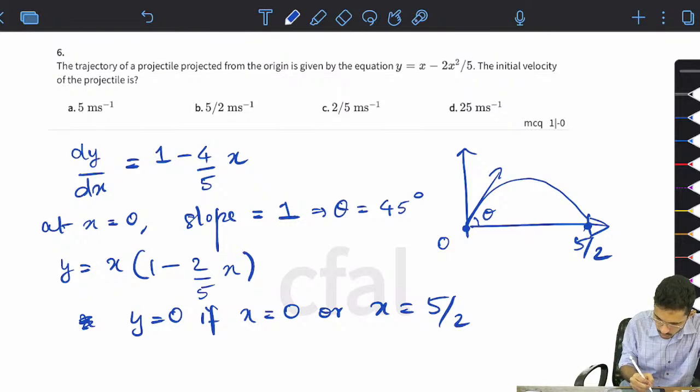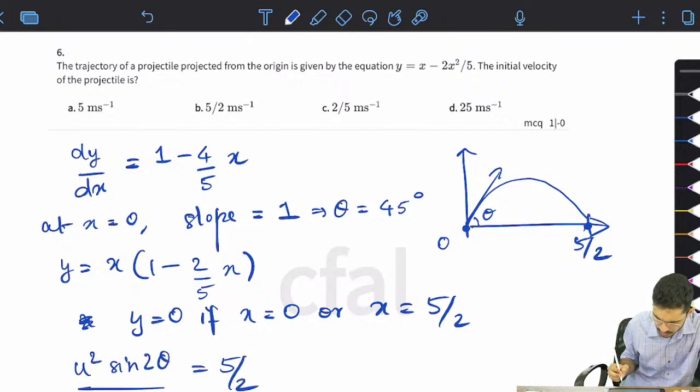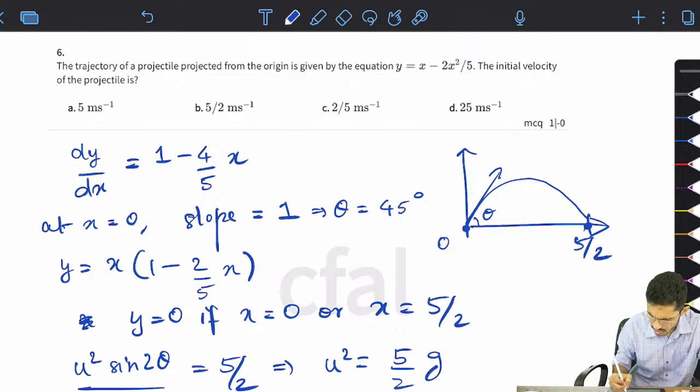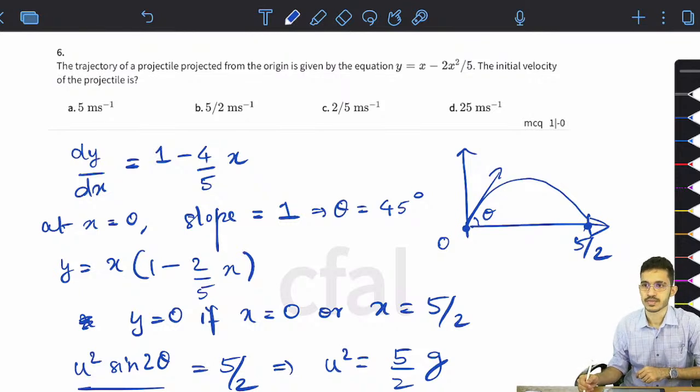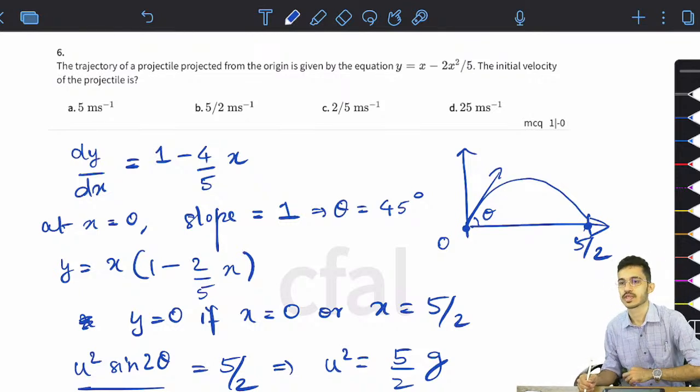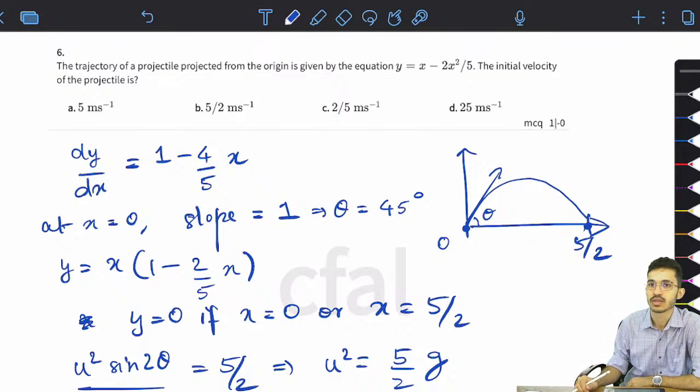We can find u by using this equation: u square sine 2 theta by g is equal to 5 by 2. Theta we already found out is 45, so u square is 5 by 2g, and g is 10, so u turns out to be 5 meters per second. Is this clear?